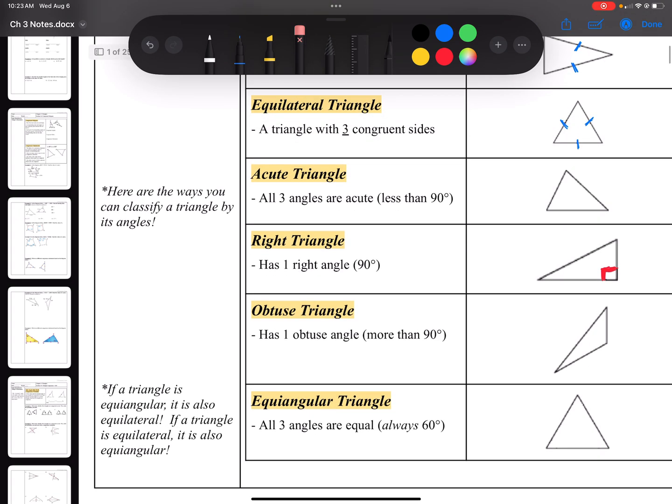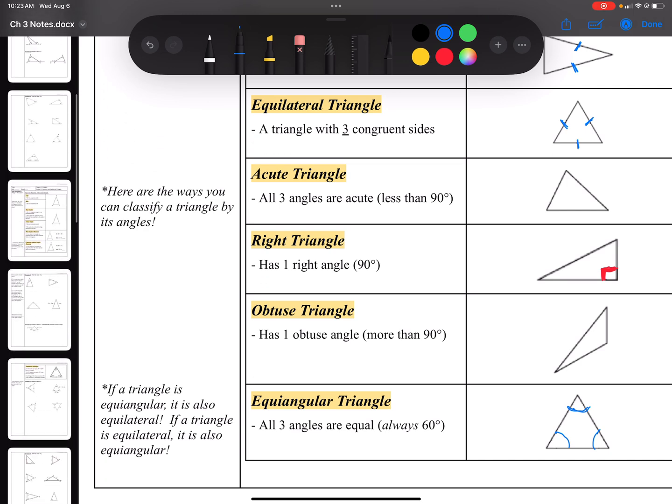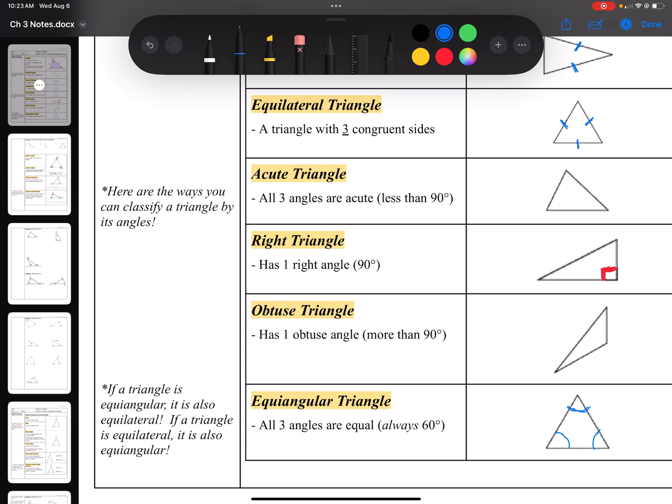An equiangular triangle is a triangle where all 3 angles are congruent. And it turns out that in an equiangular triangle, every single angle will always be 60 degrees. It doesn't matter how large or small the triangle is, that statement will always be true. And we're going to find out why very soon. But more importantly, if a triangle is equiangular, it automatically has to be equilateral. Or vice versa. If you know it's equilateral, it has to be equiangular. So if a triangle has 3 equal sides, it has 3 equal angles. If a triangle has 3 equal angles, then it has 3 equal sides.